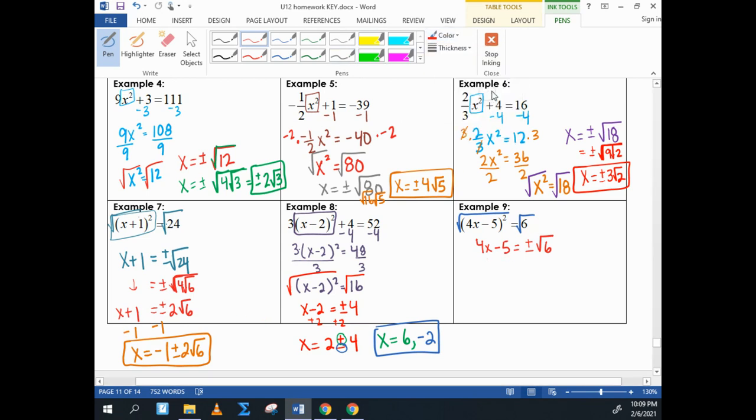But you all know your properties of equality. So let's add 5 here first. So I have 4x is equal to 5 plus or minus the square root of 6. Now we just undo that 4, and let's write it one more time just for good measure. So x is equal to 5 plus or minus the square root of 6, which cannot be simplified, all divided by 4. Fantastic. Nice work, guys. You're done with that.